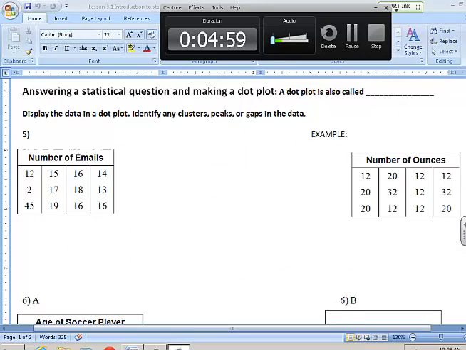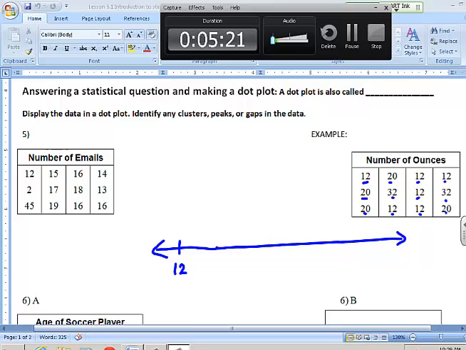And this one says number of ounces, and it has given us a few data. Now if you notice, this is all even numbers. So I'm going to look at the data and then make my number line. In this I can say that I'm going to make my number line only even numbers, and I see that they are all multiples of 4. So I'm going to start at 12 and go up by 4s.